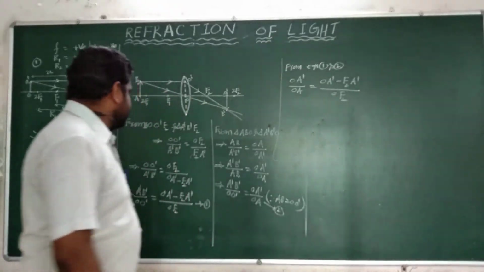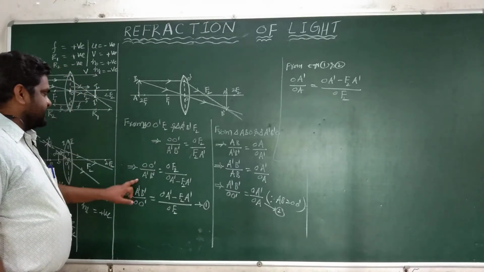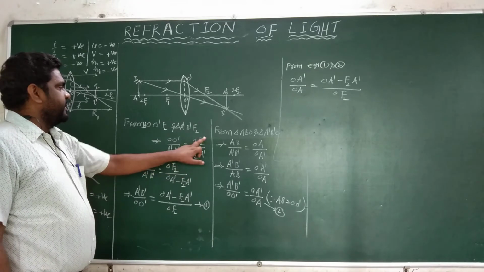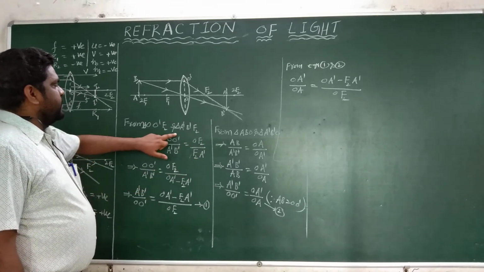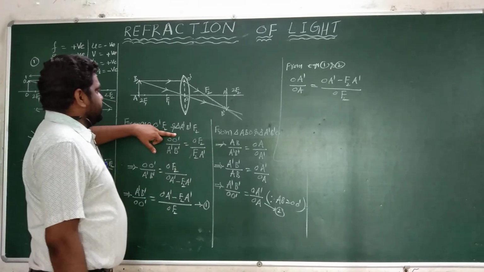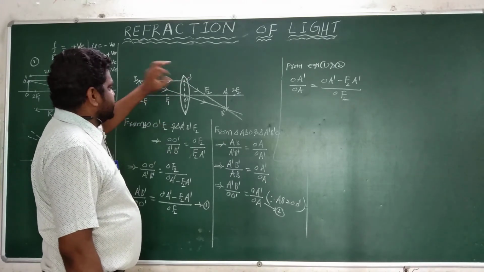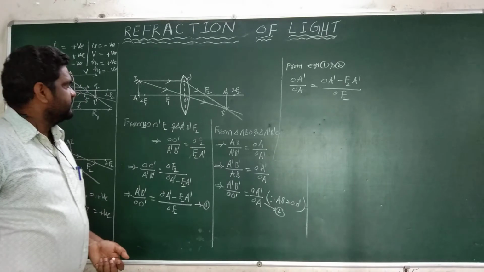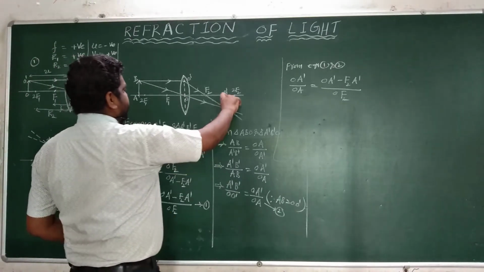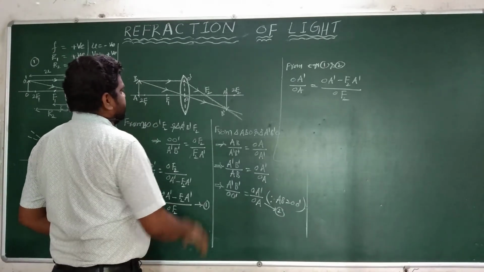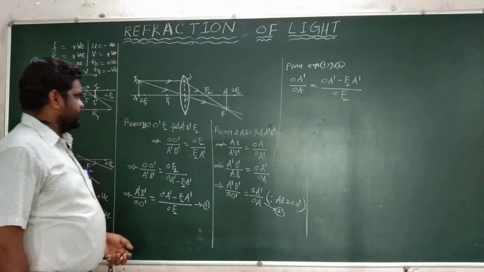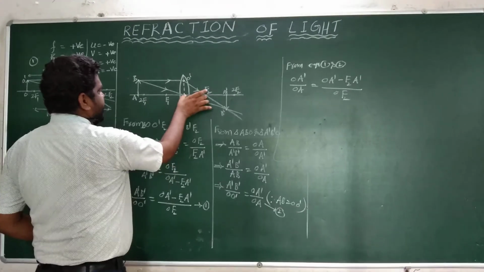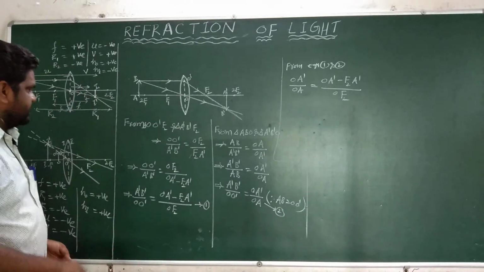See this one here. O dash A dash B dash. O dash F2. See here, O dash means O dash. Height is nothing but OF2. This is A dash B dash, meaning F2 A dash. F2 A dash is nothing but OA dash minus OF2.